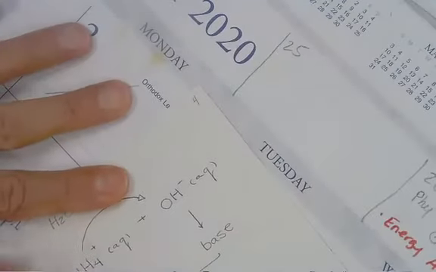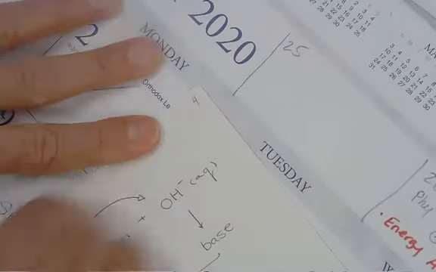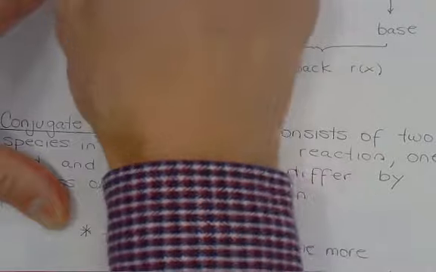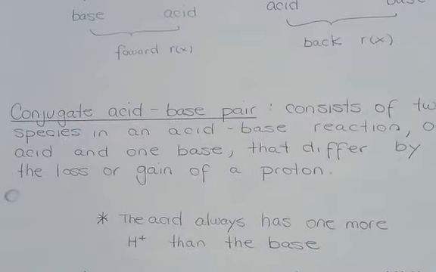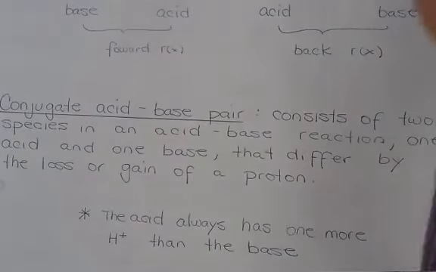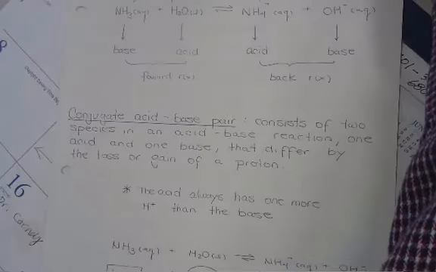Okay? All right, so the next set of notes at the bottom of this page, this is page 4, is this concept that I've been alluding to already. And that is, can you figure out what the conjugate acid-base pairs are? Okay, how's that?